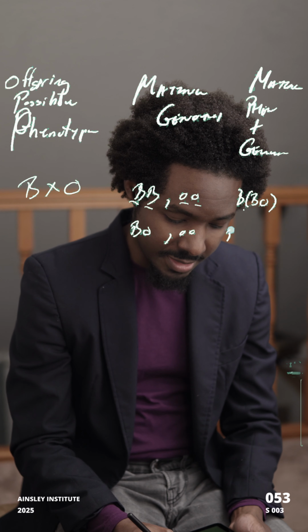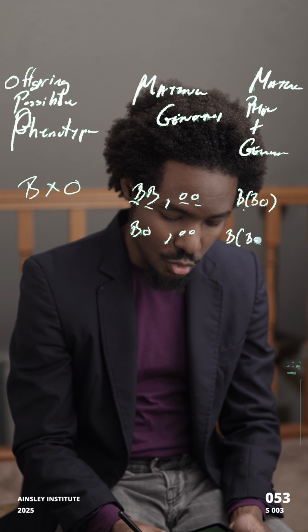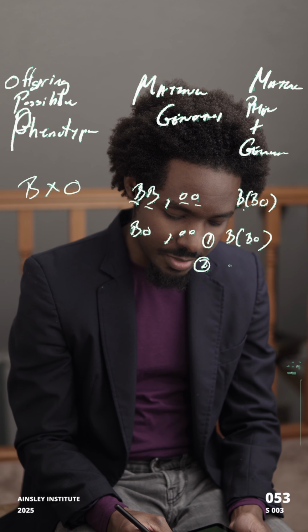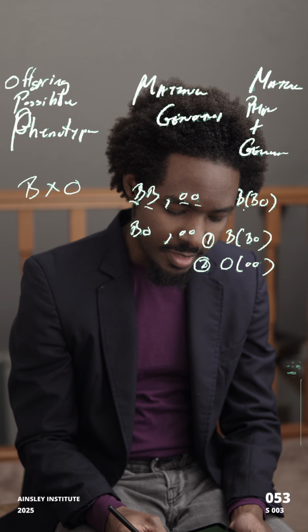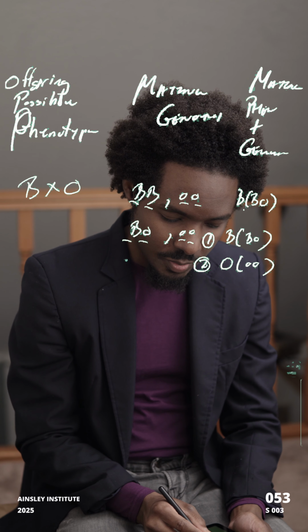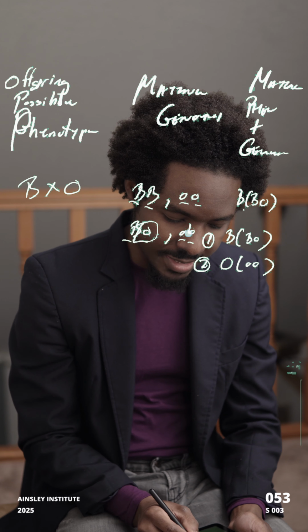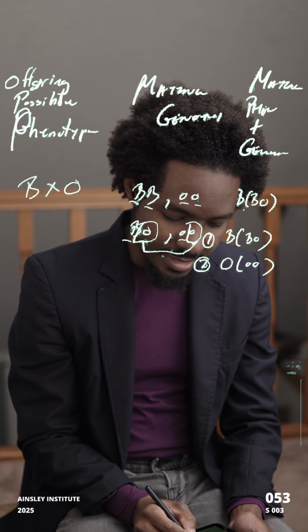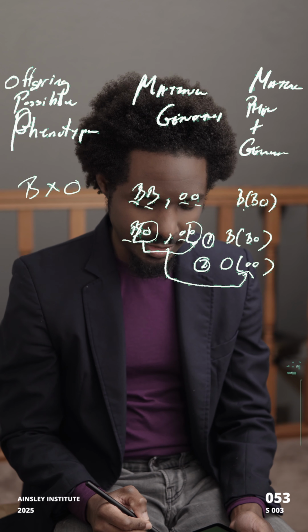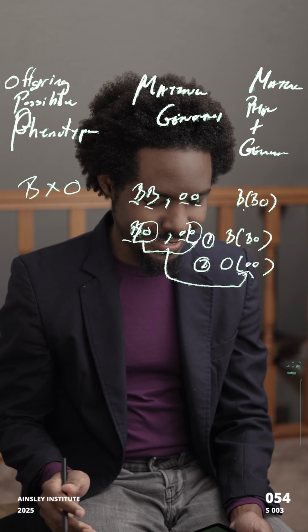So we have two things that are happening here. This person can be BO, bam, that's number one, or this person can be an O. And the reason is B times O, O times O. So when there are two O's, that's the only time an individual can become an O person. All right, so that is beautiful.